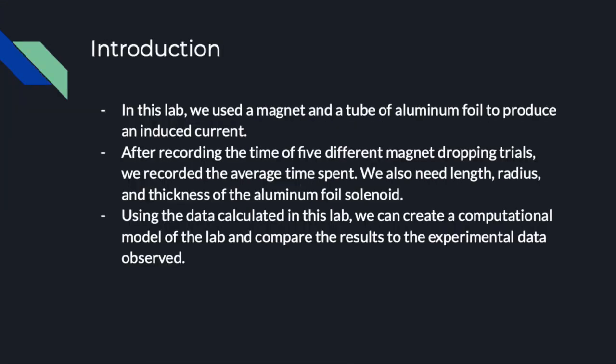We will start with the introduction. In this lab, we use a magnet and a rolled tube of aluminum foil to produce an induced current when we drop the magnet through the roll. We will complete this experiment 5 times and record the average time it took for the magnet to fall through the tube by viewing the experiment recorded on our smartphones. Using the values in this lab, we can create a computational model of the lab in order to compare the results between the experimental and computational models.